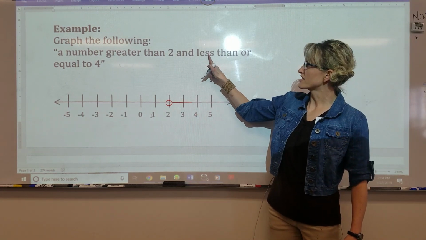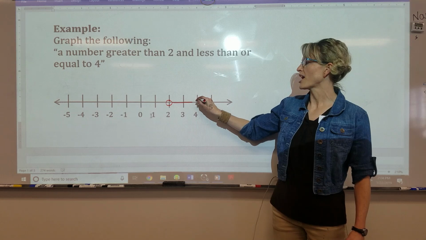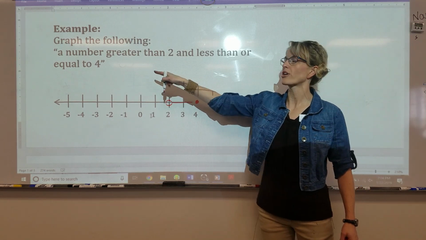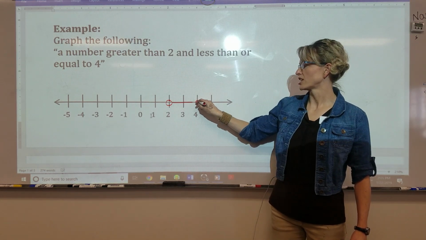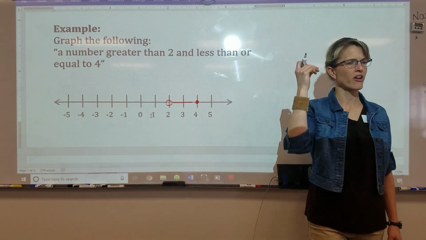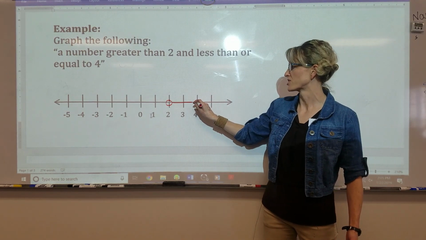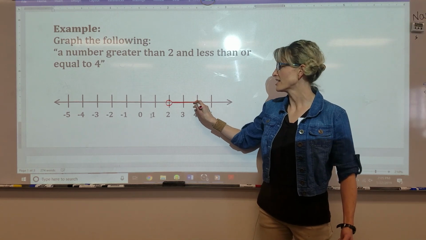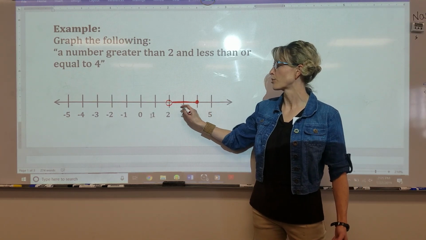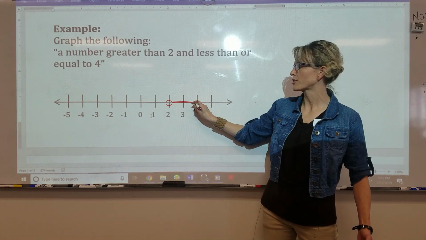But then we keep reading, it says less than or equal to 4. Well, that means it can be 4 because it says or equal to. So we put a solid dot. What kind of dot when it's equal? Get ready? Solid dot. Solid dot, good. Sometimes they call it closed. But it has to be less than or equal to 4, and greater than 2. So that's how I would show that.